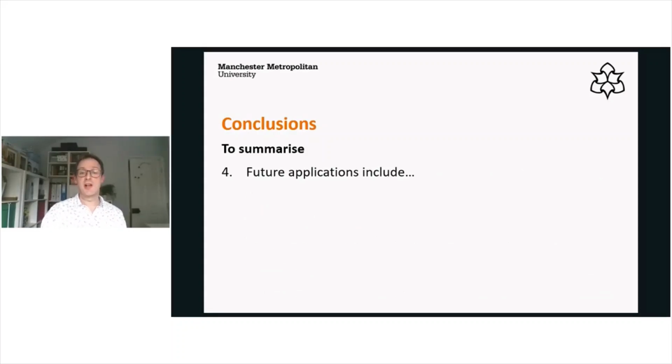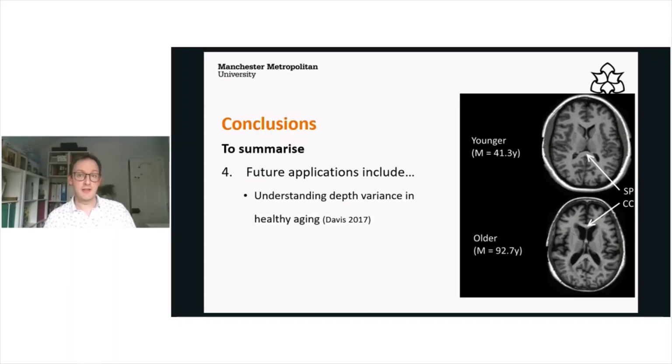Why are we bothering to do this? Well, where could we go with this? In the analysis I've shown here, I've only taken people in the middle years of their lives, so 25 to 60 years old, where brain structure is relatively stable.